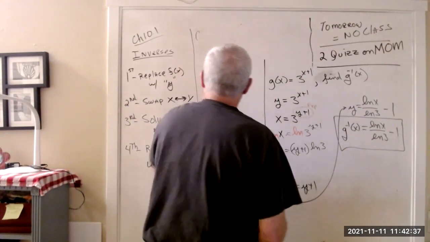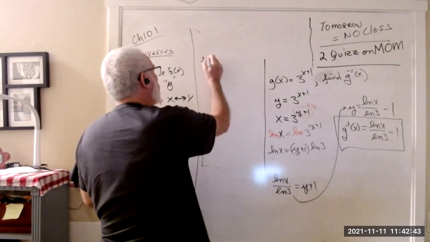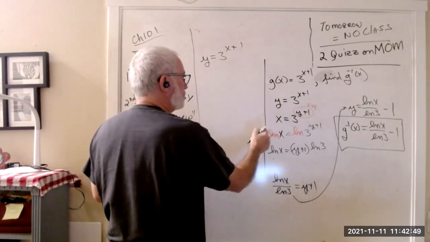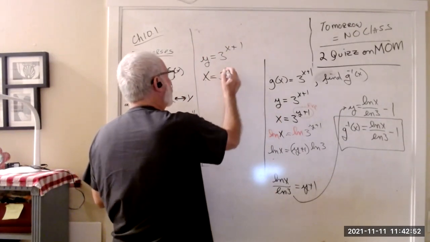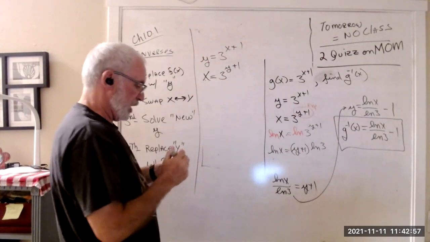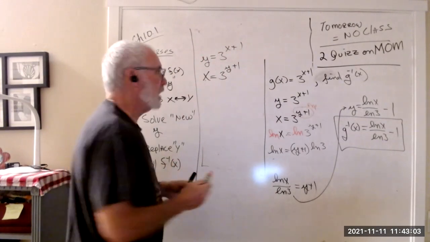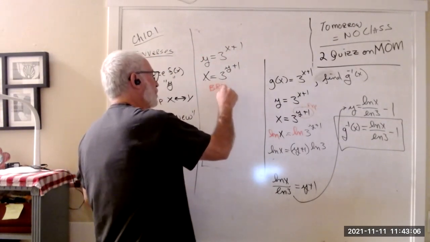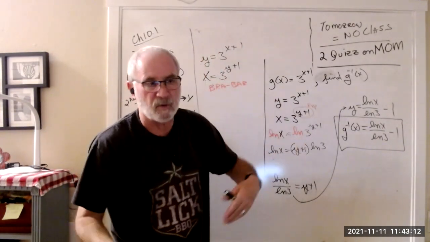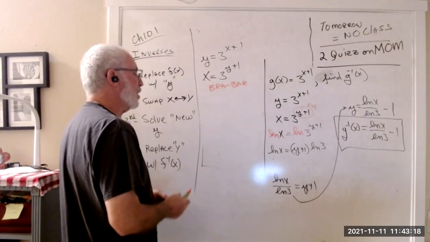What if right here I have y equals 3 to the x plus 1? No, I'm sorry. x equals 3 to the y plus 1. What if I've swapped my x's and y's and am still going, how do I get the y out of there? Well, one way is to apply the Bra-Bar rule. One way is to take the ln of both sides or the log of both sides. It doesn't matter. The ln of both sides, the log of both sides. The other way is to take the Bra-Bar rule.